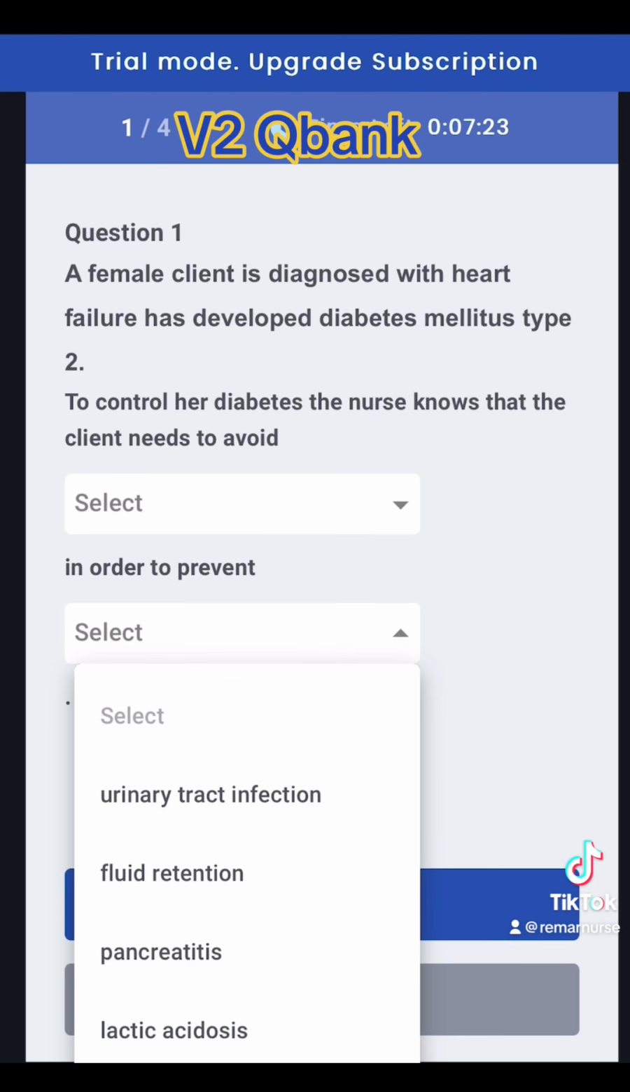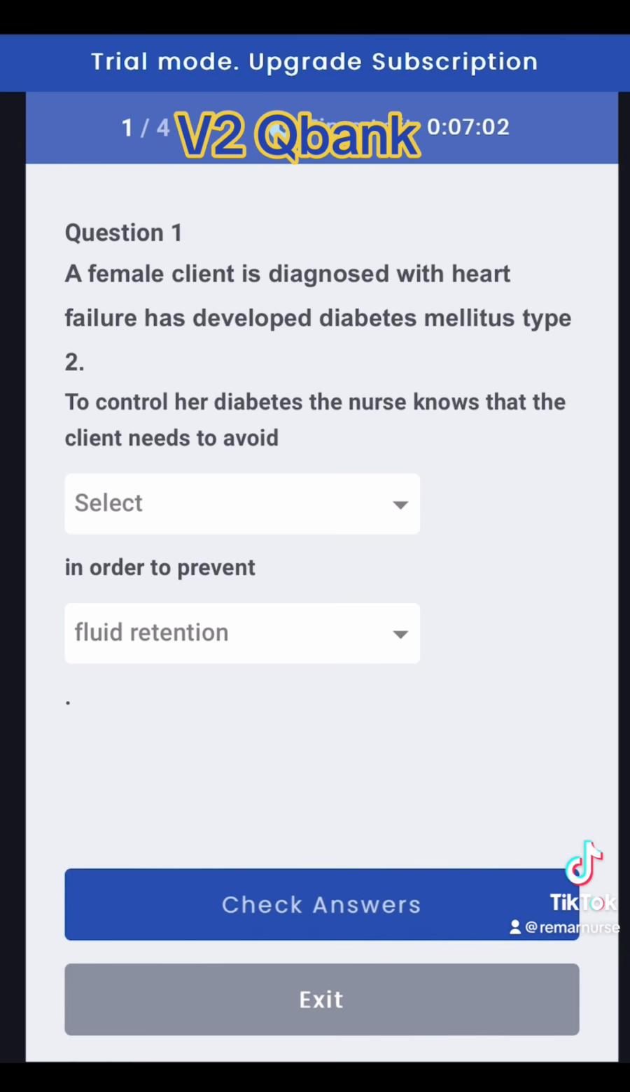This is where you want to start because we need to go back. We've been given a clue. The client has heart failure. So which one of these are most related to heart failure? We want to prevent the fluid retention. Forget everything else, all right? So we know we have that connection.